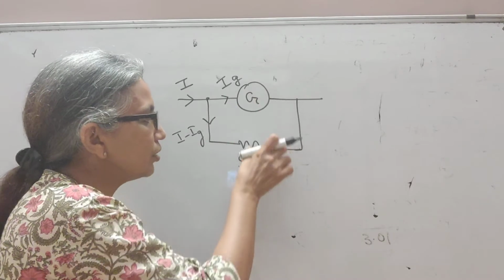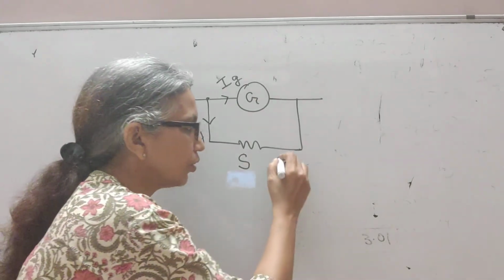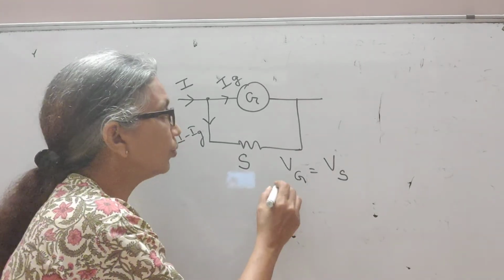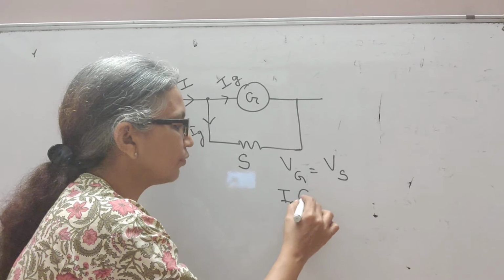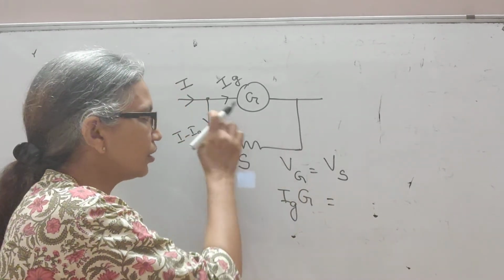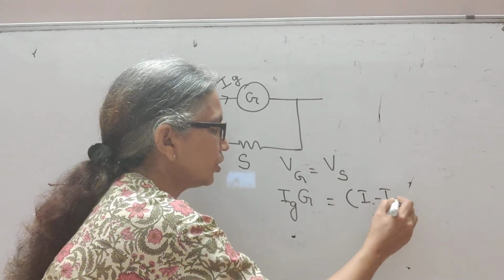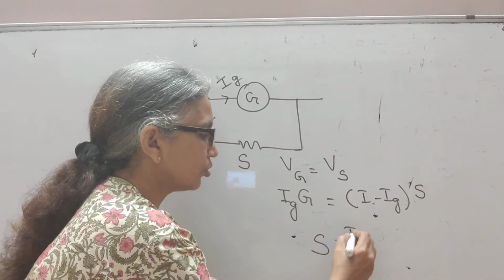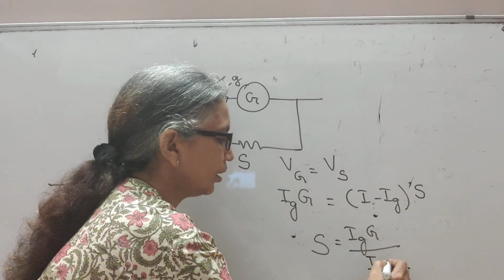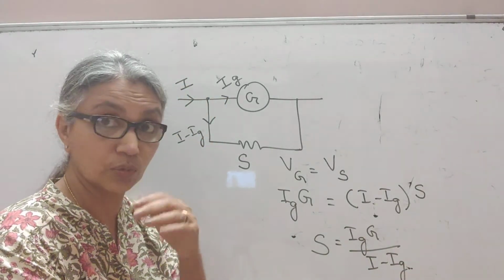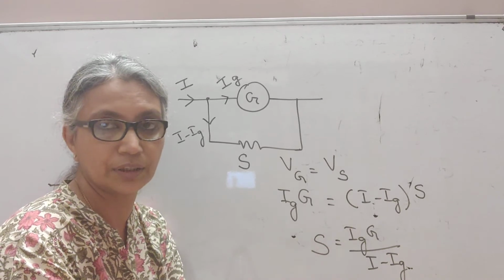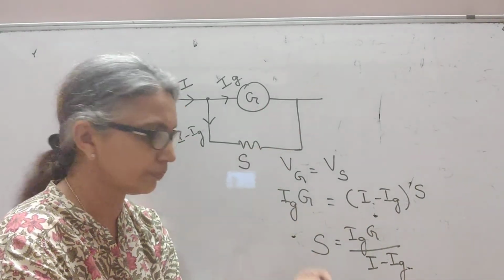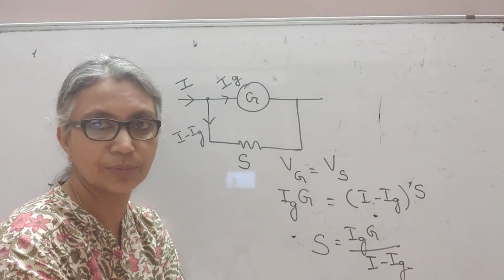Now, since these two are in parallel, they must have the same voltage. So, voltage across the galvanometer must be equal to voltage across the shunt. Voltage across the galvanometer will be I into R, where the current through this is IG and the resistance of the galvanometer is G. This equals the voltage across the shunt, where the current is I minus IG and the resistance is the shunt resistance S. So you get the formula S = IG·G / (I minus IG). That means if you want to calculate the shunt that should be connected to read a particular current, this is the formula, where IG is the current through the galvanometer, G is the resistance of the galvanometer, and I is the maximum current that you may read using that ammeter.